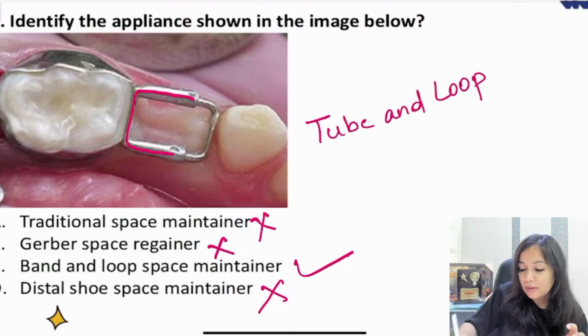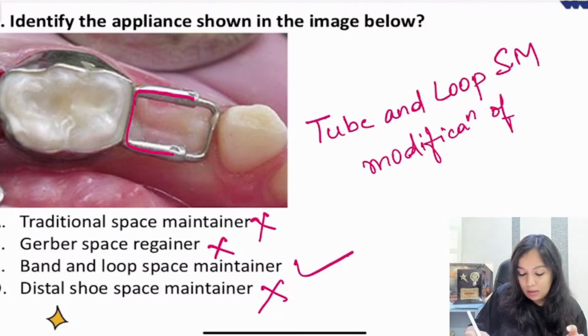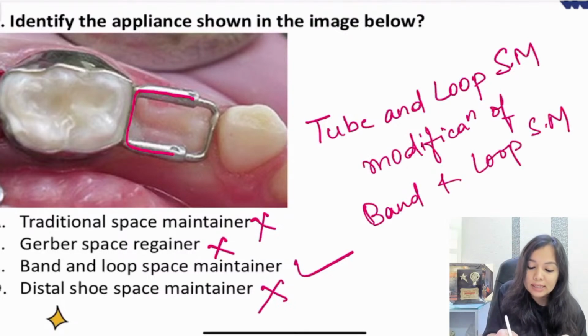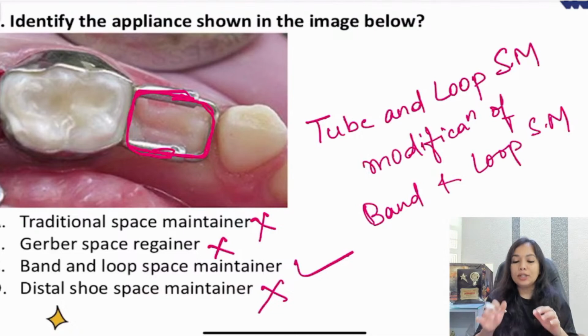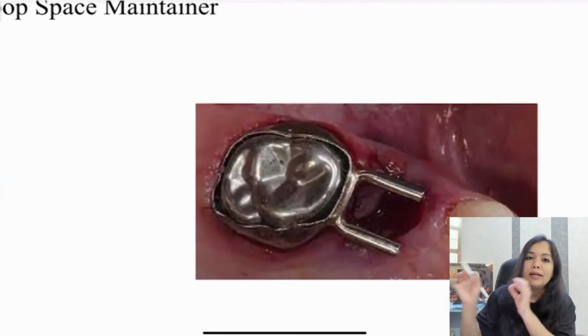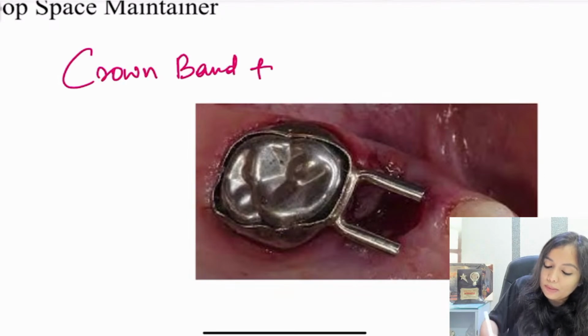which is a modification of the band and loop space maintainer. Hence the answer is C, band and loop space maintainer. So this is a tube, and inside the tube goes a wire which is called the loop. So it is called a tube and loop, and it is very commonly used in case of a crown band and loop space maintainer. If you remember, we had covered the crown band and loop space maintainer also.